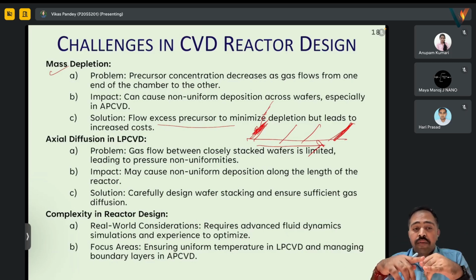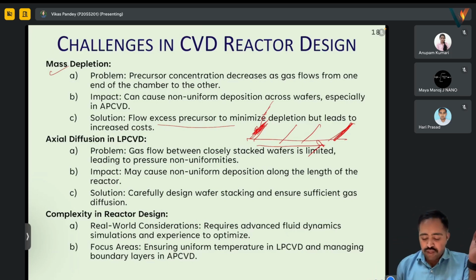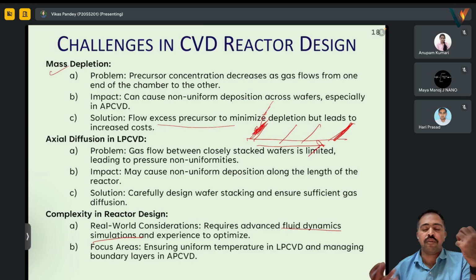Next, there should be some real world consideration. We have to take care of the fluid dynamics, and that is done by making some simulation, along with that some experience is also required. People working in this field will understand that if we do this, this will happen. So the focus area while designing the CVD reactor is that we ensure uniform temperature in LPCVD, and in case of APCVD, we focus on managing the boundary layer, that is the diffusion dependence.